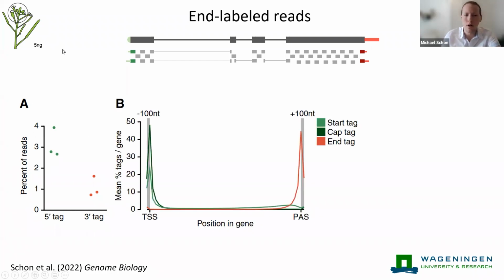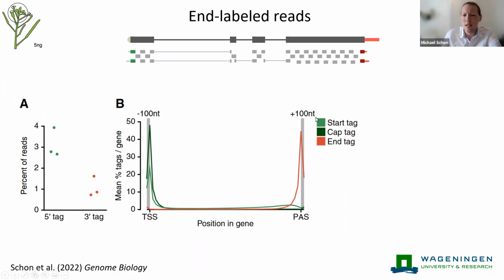However, when they're aligned to the genome and compared against known genes, they do concentrate at the transcription start sites for the start tags and the polyadenylation sites for the end tags. So this is encouraging in telling me that there's inherent end information contained in this single cell sequencing method.